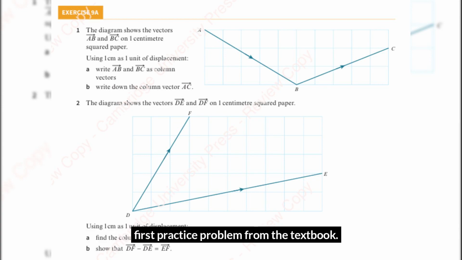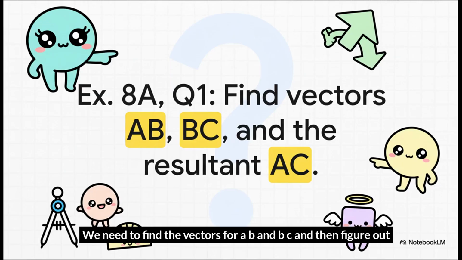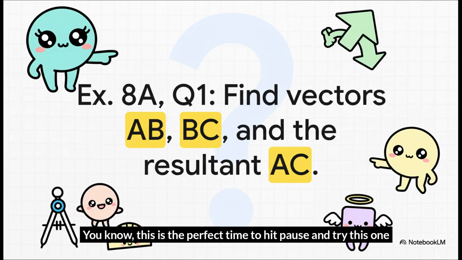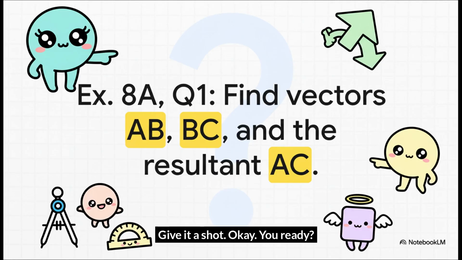Okay, here's our first practice problem from the textbook. We need to find the vectors for AB and BC, and then figure out their resultant, AC. You know, this is the perfect time to hit pause and try this one for yourself. Go on, give it a shot.